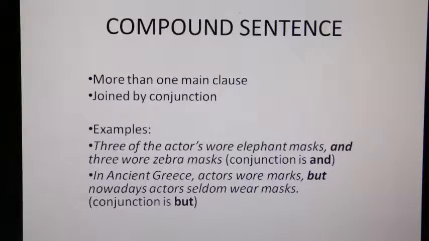3 of the actors wore elephant masks and 3 wore zebra masks. So if we break that up, we can say 3 of the actors wore elephant masks, and our second sentence, 3 of the actors wore zebra masks. And then when we bring it together, we have the example there with our and in the middle of the 2, bringing them together. Okay, so your conjunction in that case is and.